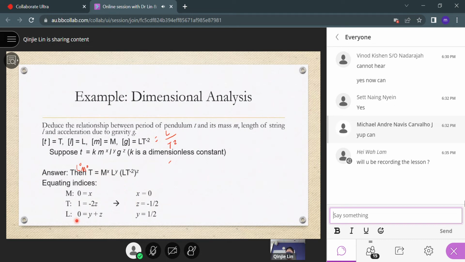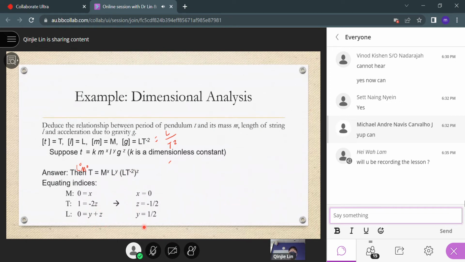Okay, then last one, you are left with L. So on the left hand side, you have 0. Then on the right hand side, you see L, right? What indices? So L you have to the power Y, so you put Y here. And this term also has L inside, which is to the power of Z. So if you multiply like this, the indices will be Y plus Z.